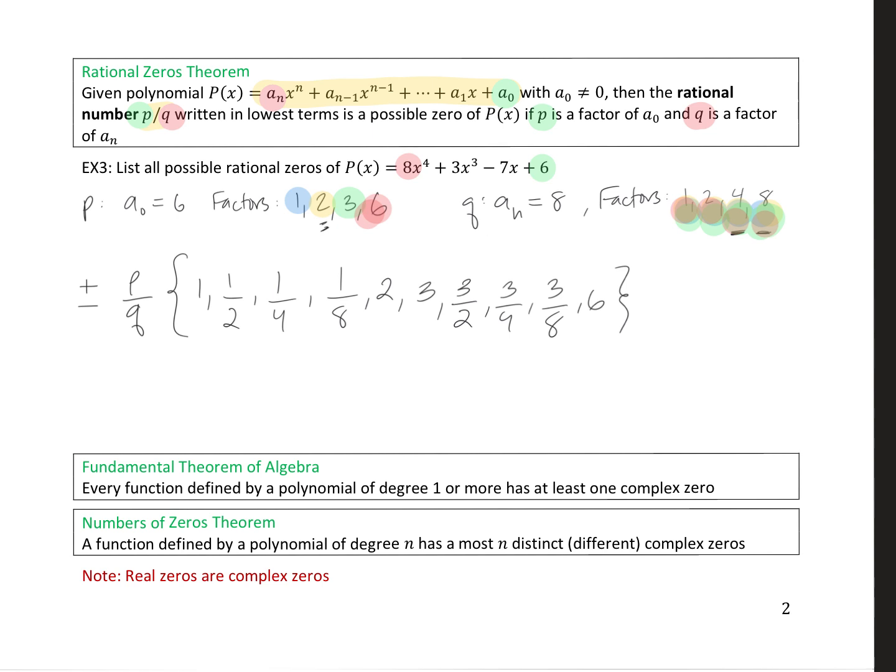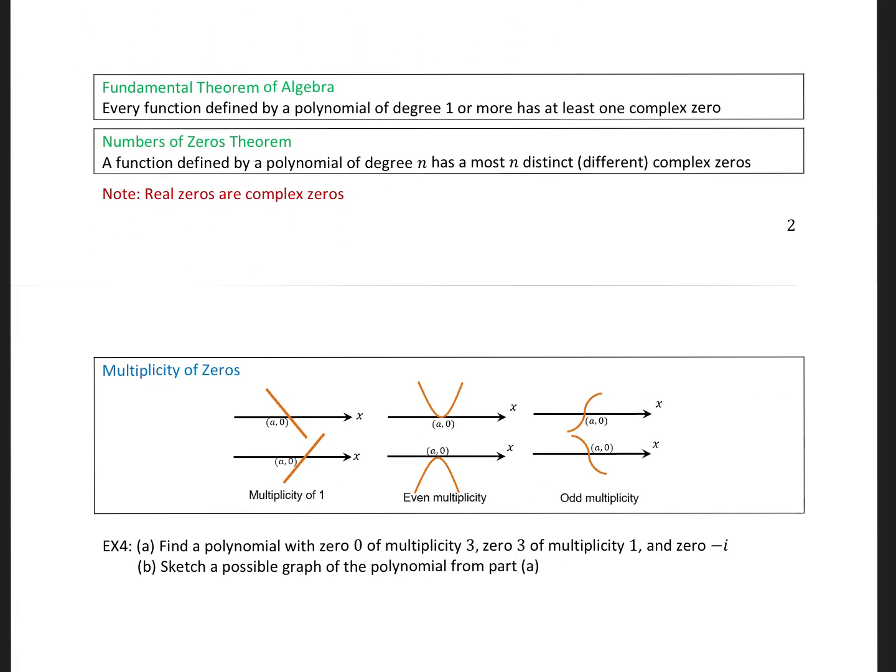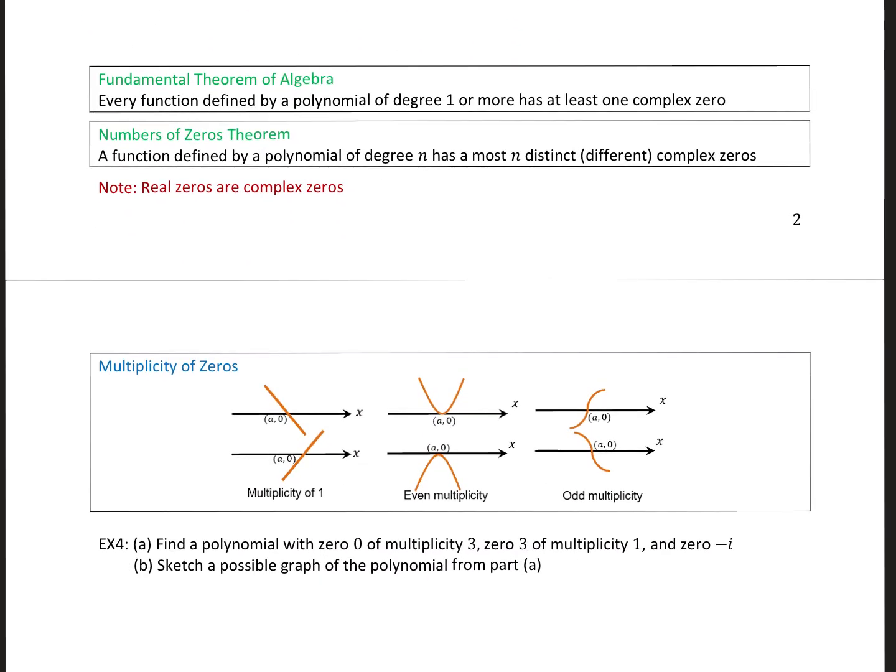Remember, we're talking about the positive and negative options for all of these. So if we have 1, 2, 3, 4, 5, 6, 7, 8, 9, 10, but again, positive and negative, so there's actually 20 different possible zeros for this. That's a lot. So we're going to look a little later at how to narrow this down. But first, moving on, let's go ahead and look at the fundamental theorem of algebra.